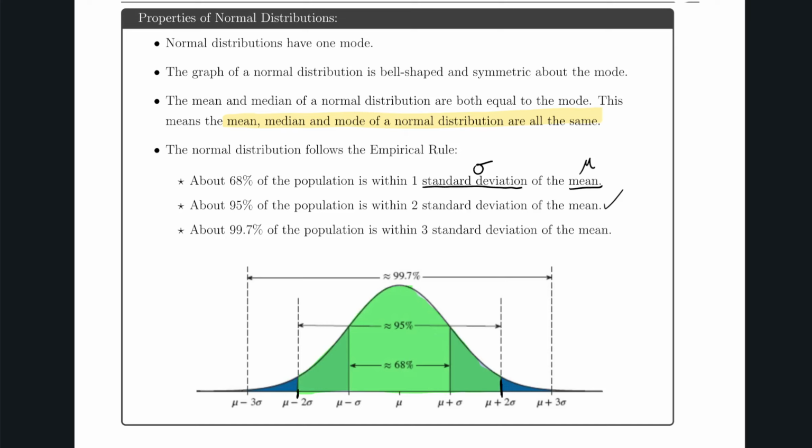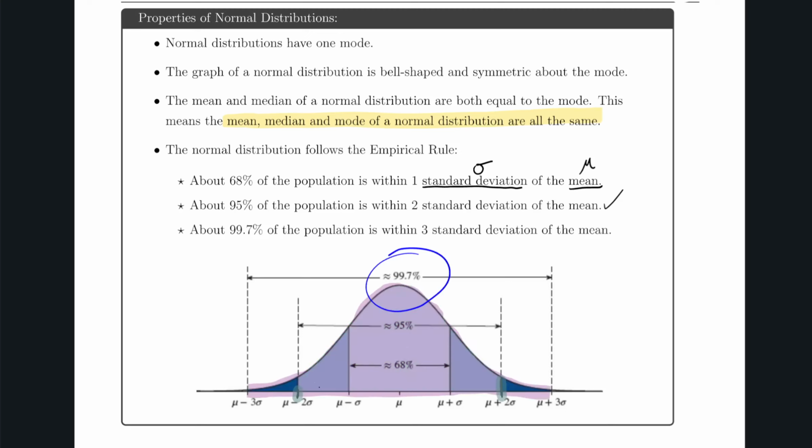This entire region accounts for 95% of the entire area under the curve. And then finally, if we take that one more standard deviation out, 99.7% of the population is within 3 standard deviations of the mean.